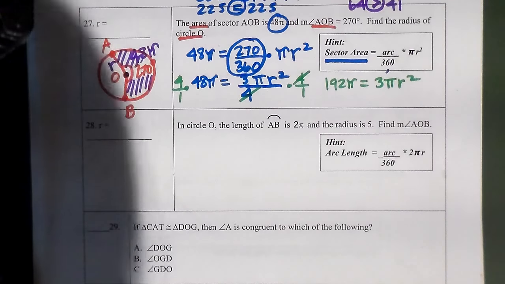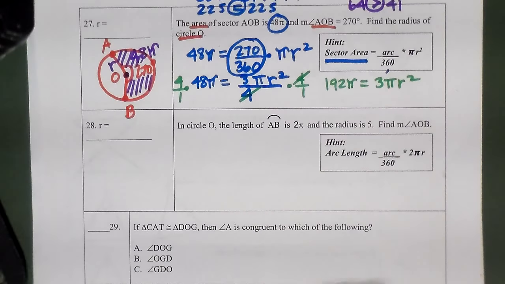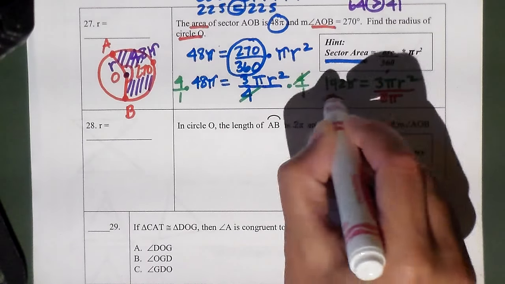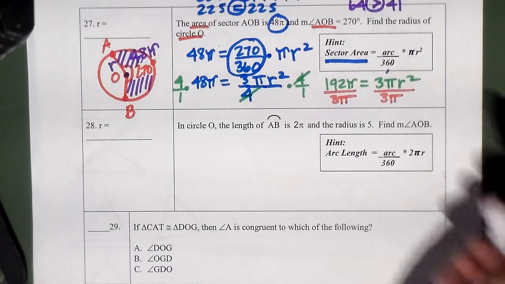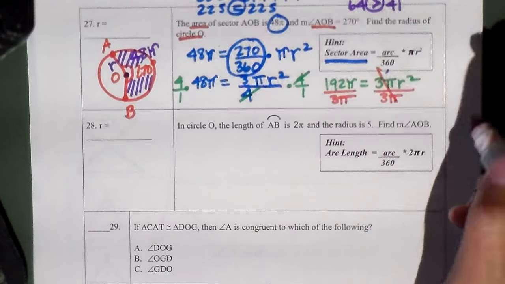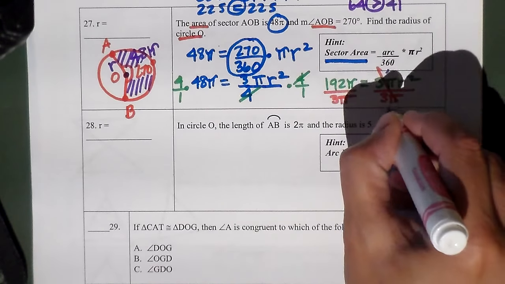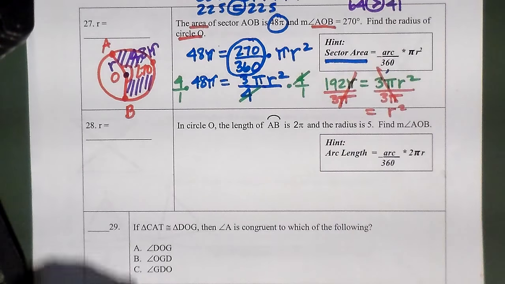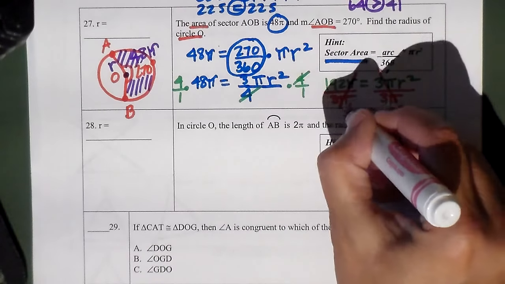So my next step is going to be to solve for r. I'm going to divide both sides by what's in front of the r, which is 3 pi. So that cancels, and that leaves me with r squared here. And then what's going to happen with the pi's? The pi's are going to go away. And then I'm going to do 192 divided by 3, which is 64.